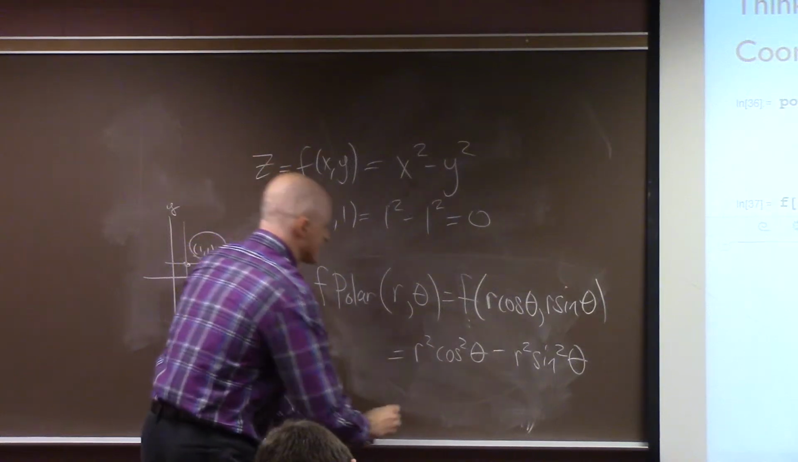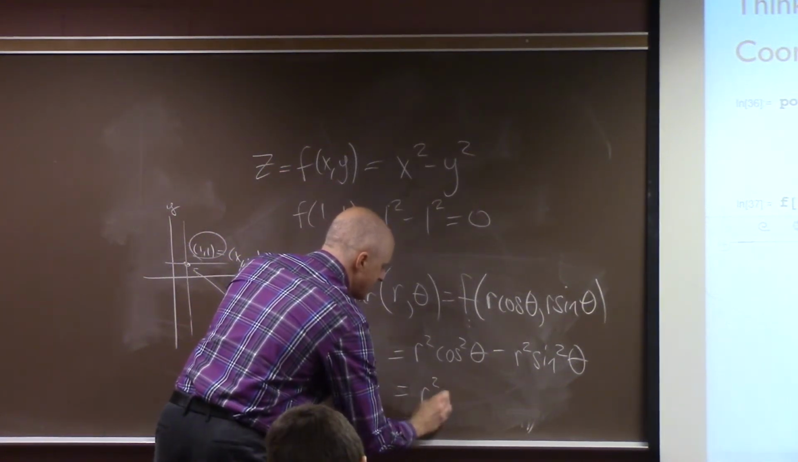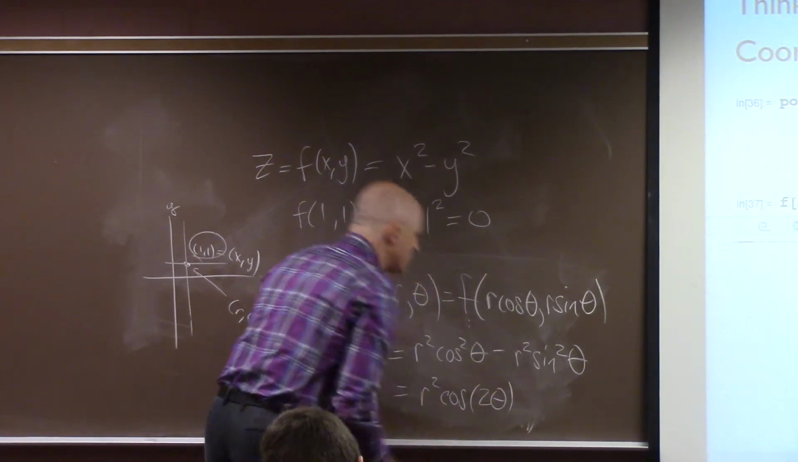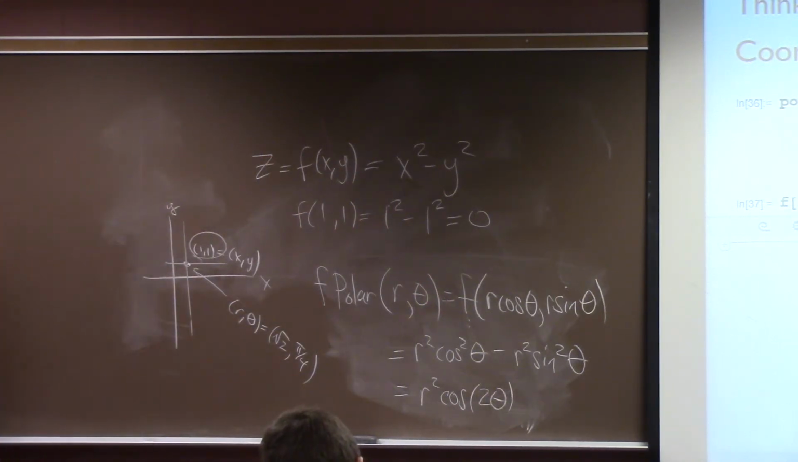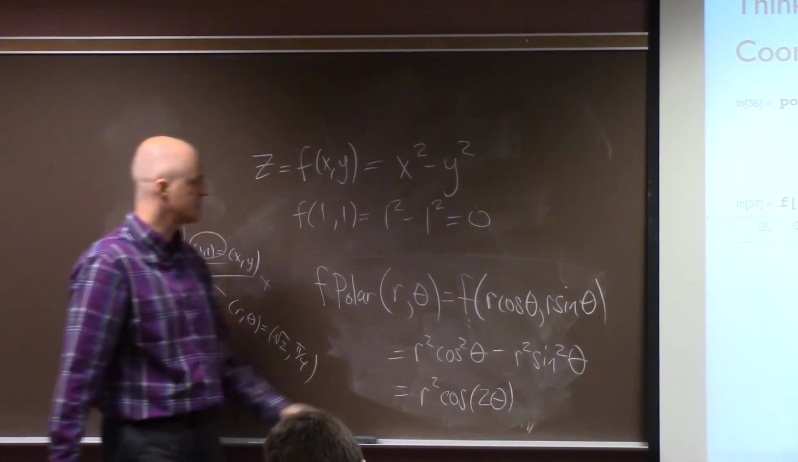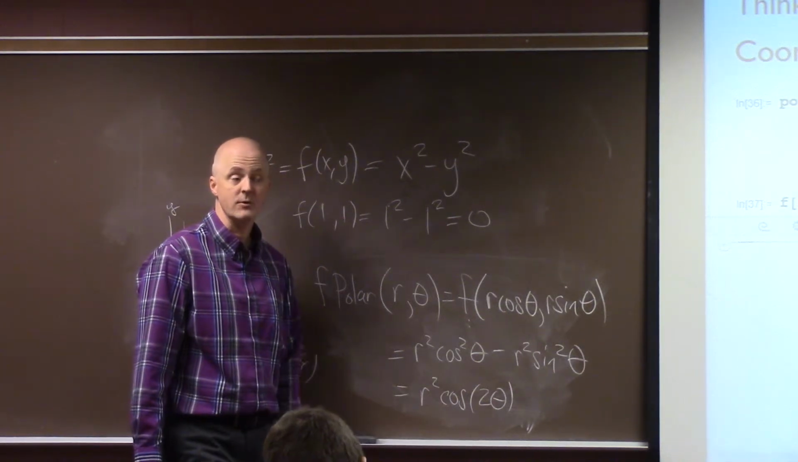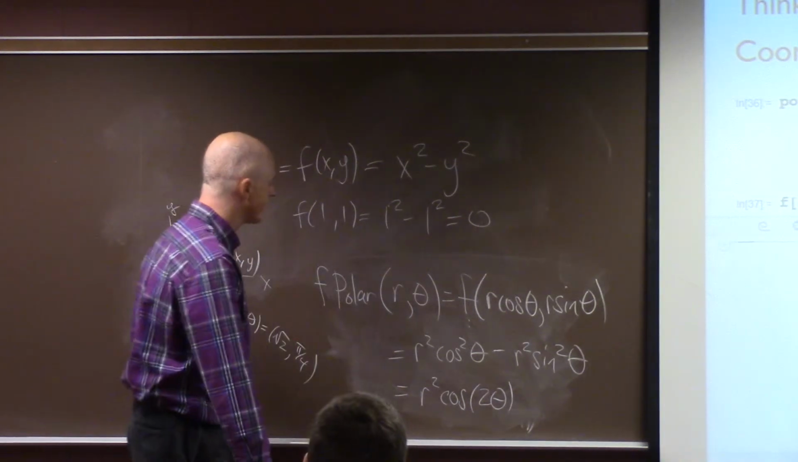You could also factor the r squared out. And if you do, you also could use a double angle formula to write this as r squared times cos of 2 theta. That's not necessary to do, but it is something that does work in this case. Cos squared theta minus sine squared theta is equal to cosine of 2 theta. That's a double angle formula.